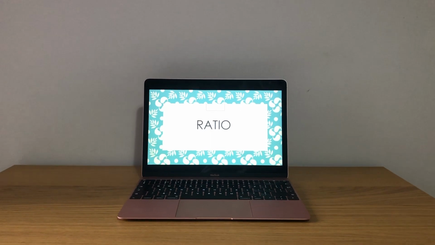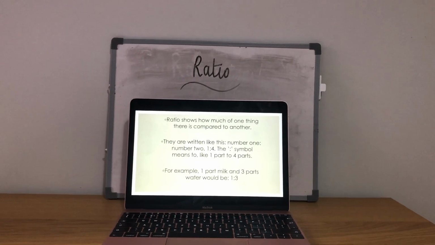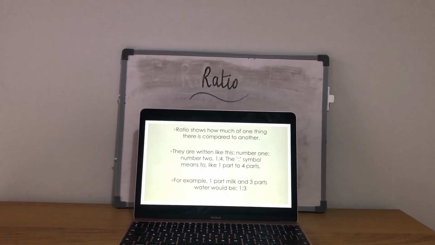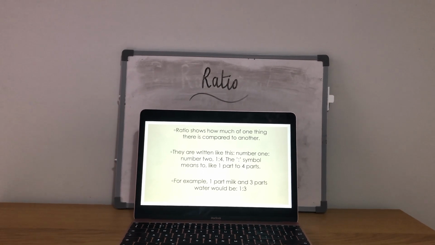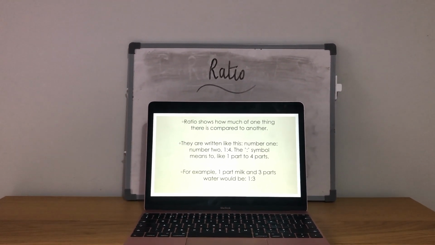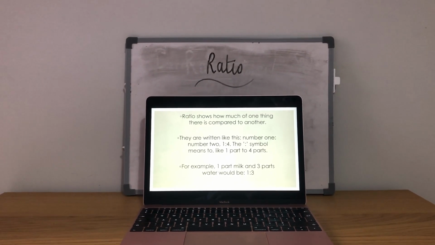Today we are going to be looking at maths and a thing called ratio. Ratio shows how much of one thing there is compared to another. They are written like this: number 1, 2 dots, then number 2. The symbol between the two numbers means "to", like 1 part to 4 parts. Don't worry if it sounds confusing. Let's have a look at an example.